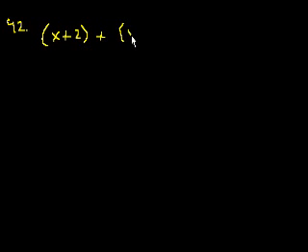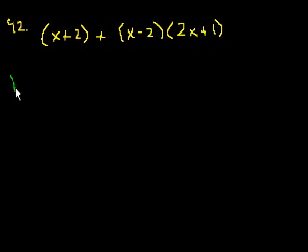Next problem. Okay, they say which of the following expressions is equal to, this is problem 42, and they write x plus 2 plus x minus 2 times 2x plus 1. So we have to simplify this, and remember, order of operations, multiplication comes first. We have to multiply these two expressions first. So let's do that. So I'll rewrite this one over here, x plus 2 plus, and now let's multiply this.